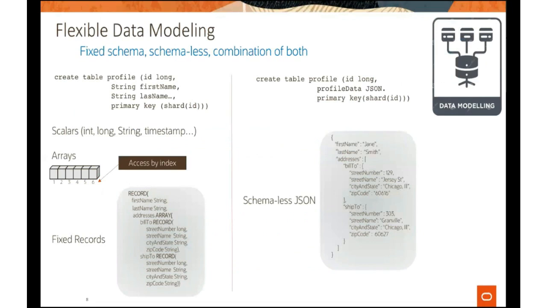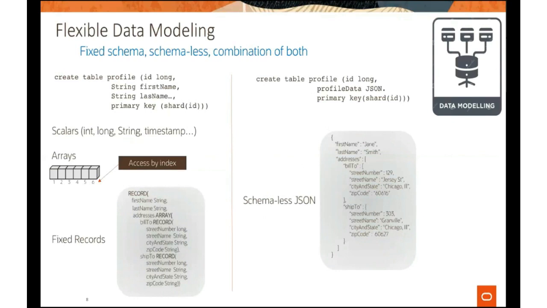Okay, so on the data modeling side, back to our theme of flexibility, we offer fixed schema, schema-less, and a combination of both. On the left-hand side, you're looking at the fixed schema world where we've created a table with some scalar data types, with first name and last name as strings. We've indicated that the primary key here is going to be the ID, and we're also going to use that for the shard key. That little shard keyword says, use this ID for the shard key and automatically distribute this across all the shards based on ID.